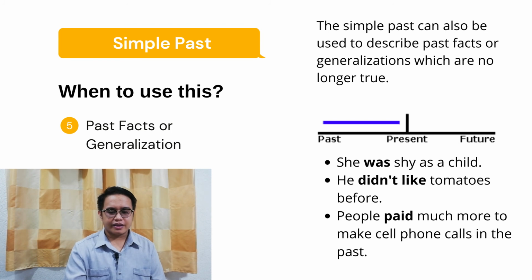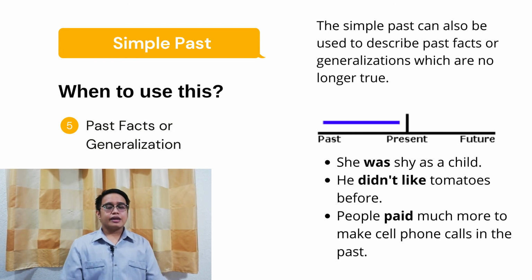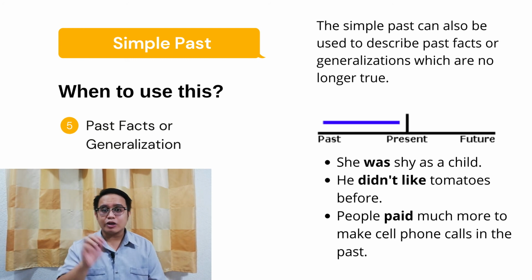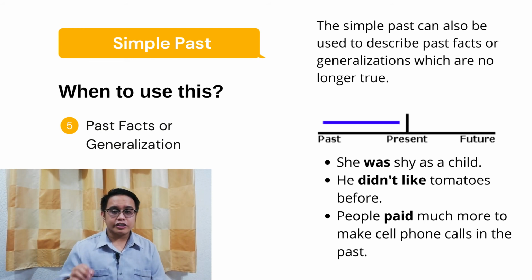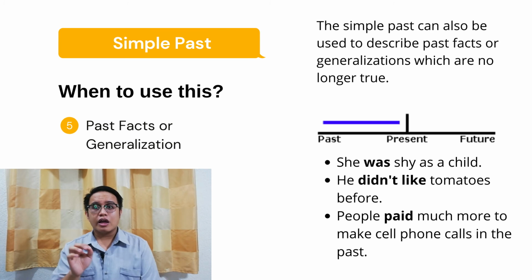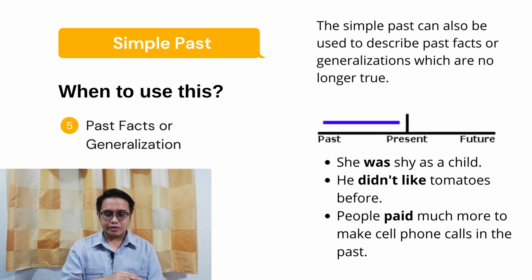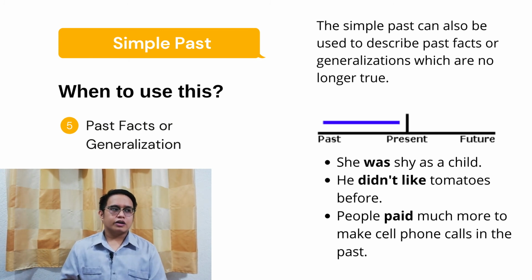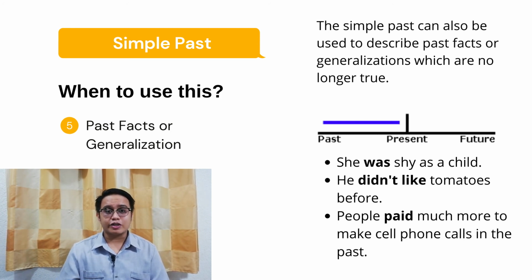Okay? And lastly, we use the simple past when we talk about past facts and generalizations. Facts siya pero dili na siya tinuod karon. Or mga generalization siya nga tinuod before in the past. Okay? Dili na sila tinuod. Okay? Let's say for example, Pluto was excluded as part of the solar system.